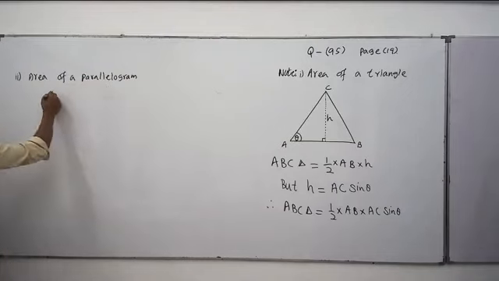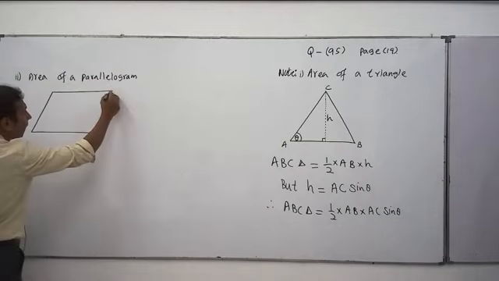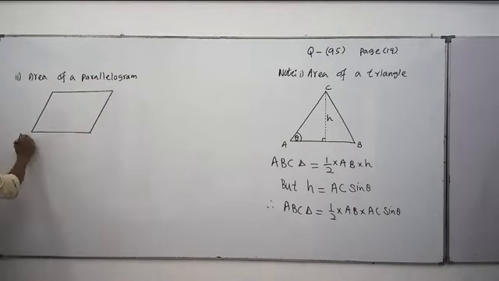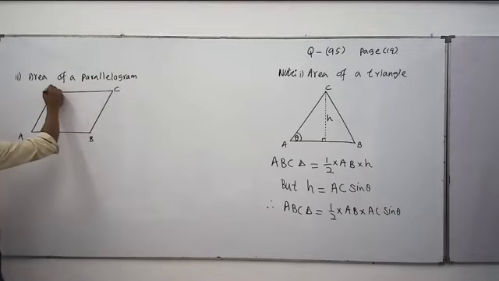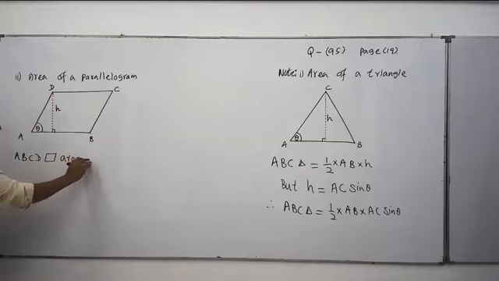Right. People, if we consider a parallelogram ABCD, and drop a perpendicular from this vertex to the opposite side, suppose this is H, and this angle is theta. What is this ABCD parallelogram area? It is, people, AB multiplied by H.